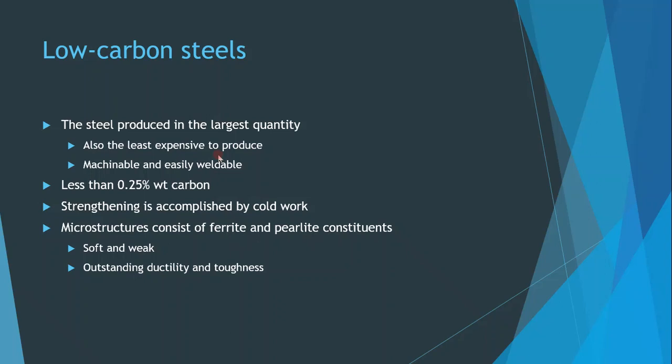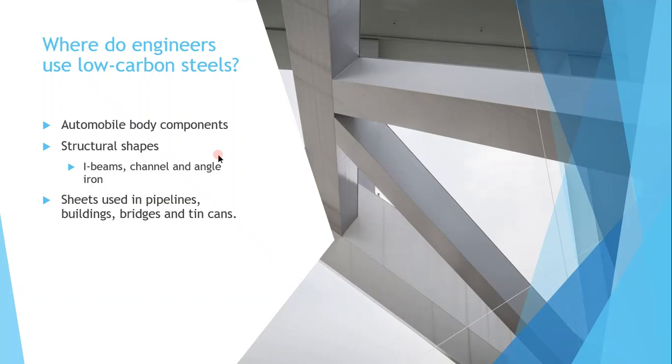So low carbon steels. This is the first steel we're going to look at. This steel is produced in the largest quantity. It's also the least expensive to produce. That's why it's produced in the largest quantities, because it's the least expensive, machinable and easily weldable. It has less than 0.25% weight carbon. The strengthening is accomplished by cold work, and the microstructures consist of ferrite and pearlite constituents. So it's soft and weak, with outstanding ductility and toughness.